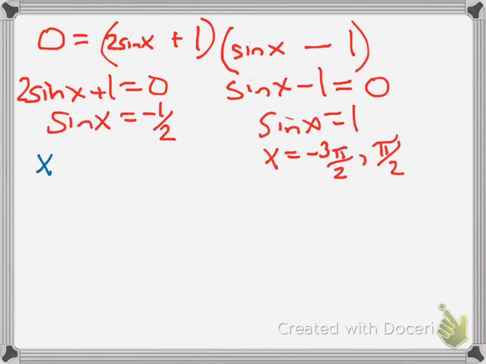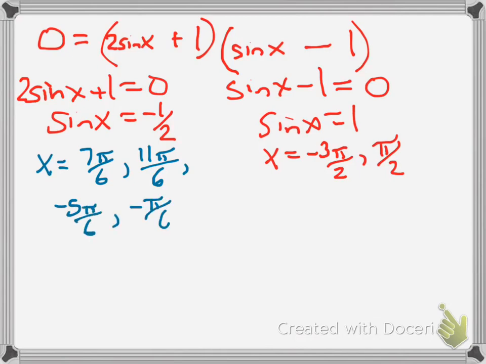And so we had 7 pi over 6, we had, I'm trying to remember here, 11 pi over 6. Those were the two positive ones that came from one rotation counterclockwise, and then we had negative 5 pi over 6 and negative pi over 6 in the clockwise rotations.